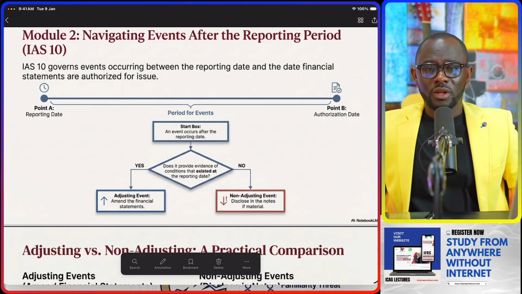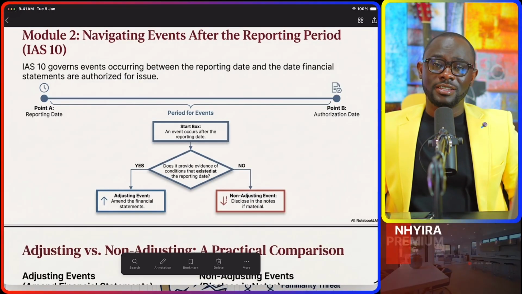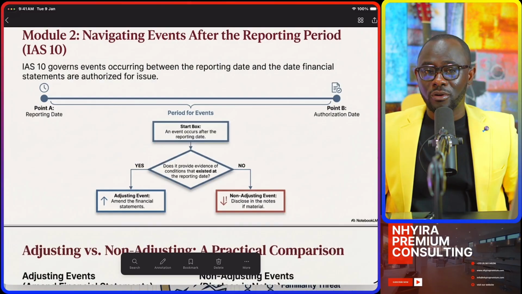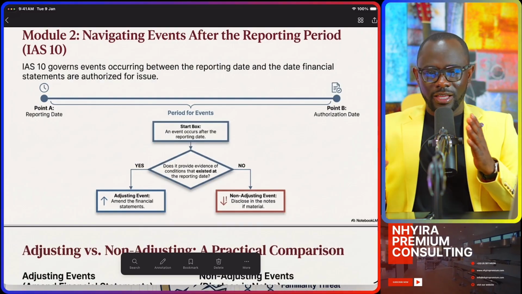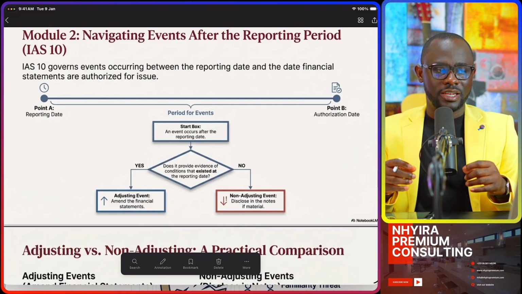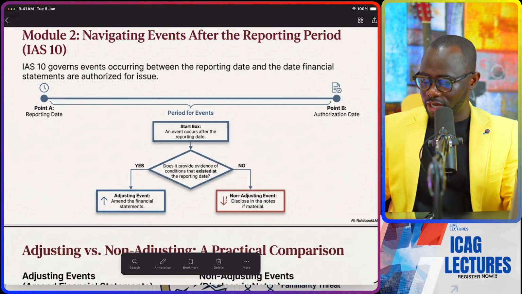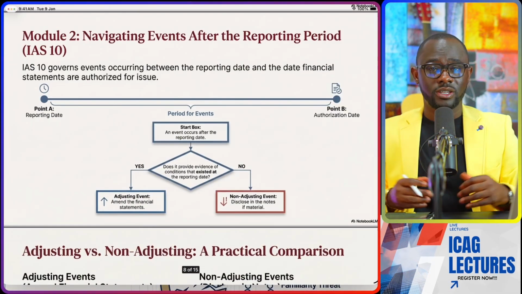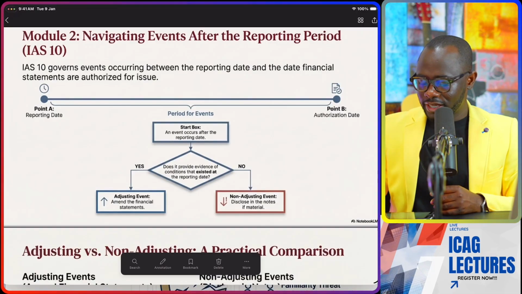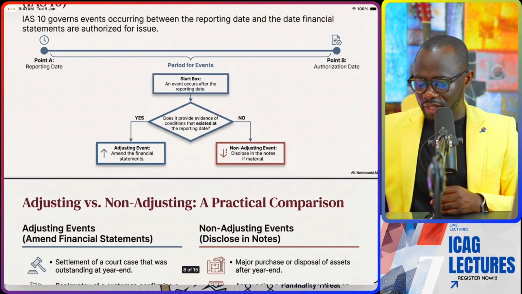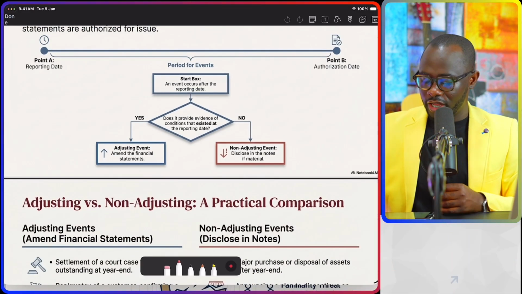Then we came to one of the most interesting accounting standards, and that is IAS 10, events after the reporting period. And so we said the events after the reporting period are the transactions or events that are occurring between the reporting date and when financial statements are authorized for issue. And we said these events occurring can either be an adjusting event or a non-adjusting event.